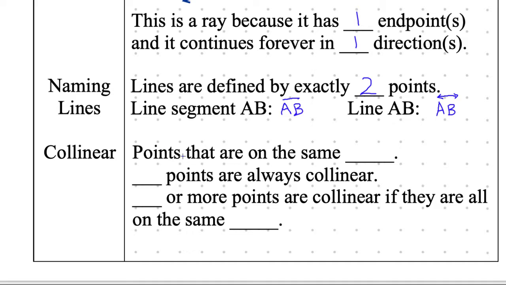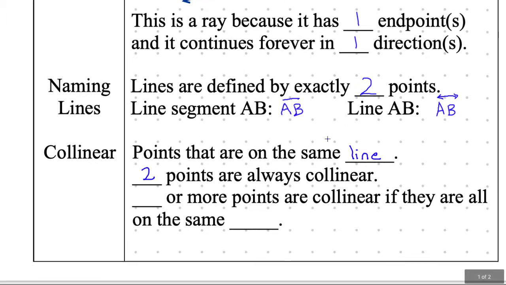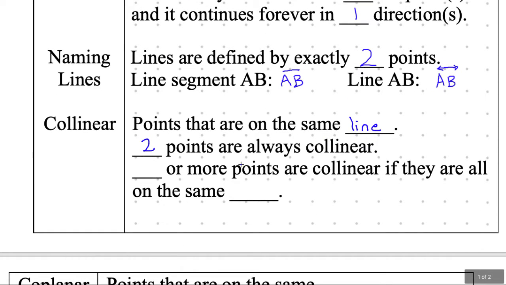So, points that are on the same, take a guess here, points that are on the same line. That's the definition of collinear. So if you have 2 points, it's always collinear. It doesn't matter what points they are. And you'll be seeing these diagrams on Khan Academy. I could choose this point and this point. It doesn't matter where they are. As long as you have 2, they are always, always, always collinear. But if I have 3 or more points, then they're only collinear if they are all on the same line.